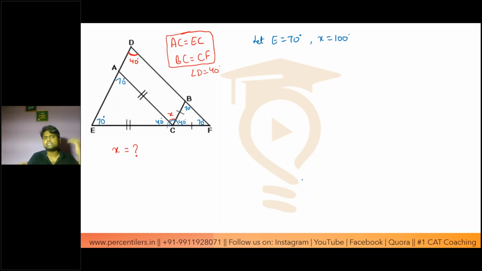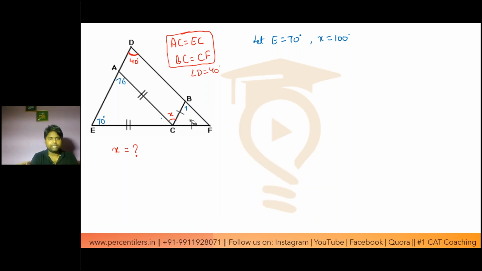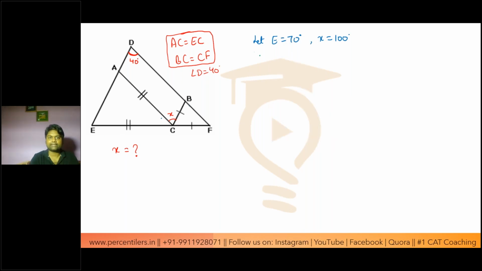So I just randomly assumed a value of E to be 70. And I know that if the value of X is asked, irrespective of the values of E and F, it has got to be something constant. Let me do it once more. I'm going to delete these values that I had assumed, and assume some other number now. I'm going to change the color and another number. So let E be, this time, 50 degrees.